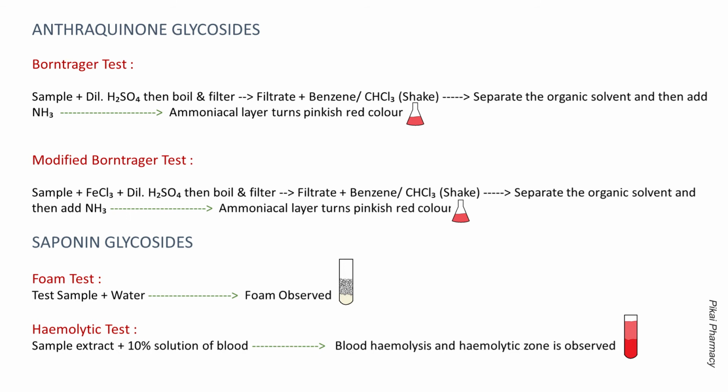Now the second test is hemolytic test. Now in this test, 10% solution of blood is added to the sample extract. Now if there is any presence of saponin glycoside, then hemolysis of the blood will occur and there will be a formation of hemolytic zone which can be observed.